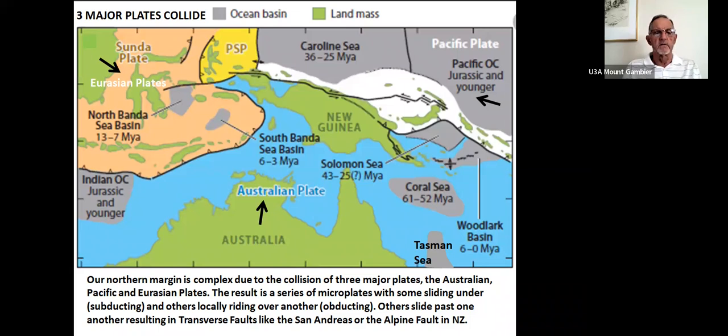as distinct from crustal activity that's going on today as a result of all these faults moving due to the western passage of the Pacific Plate and the northern passage of the Australian Plate. And the northern margin then is complex due to the collision of three major plates, Australian, Pacific, and Eurasian plates. The result is a series of microplates with some sliding under or subducting and other locally riding over another or abducting. Others slide past one another, resulting in transverse faults, which act like the San Andreas or the Alpine Fault in New Zealand.